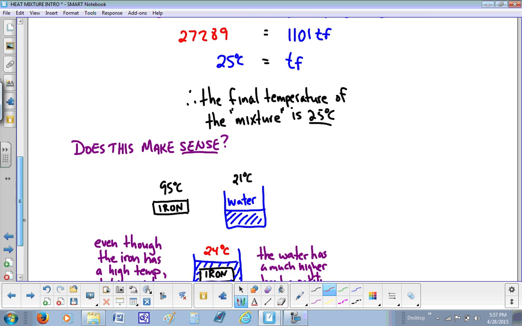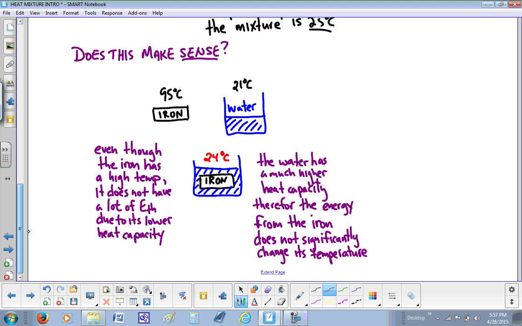Does that make sense? Well, let's check it out. Remember, the iron was 95 degrees before we put in the water, and then the mixture was 24 degrees. That's a significant change in temperature, 71 degrees Celsius change in temperature. Look at the water. It only went up by 4 degrees. So the cool water went up by 4 degrees. The iron went down by 71 degrees.